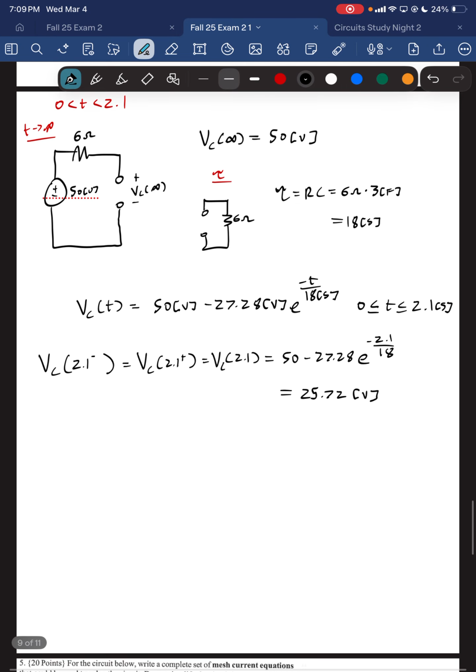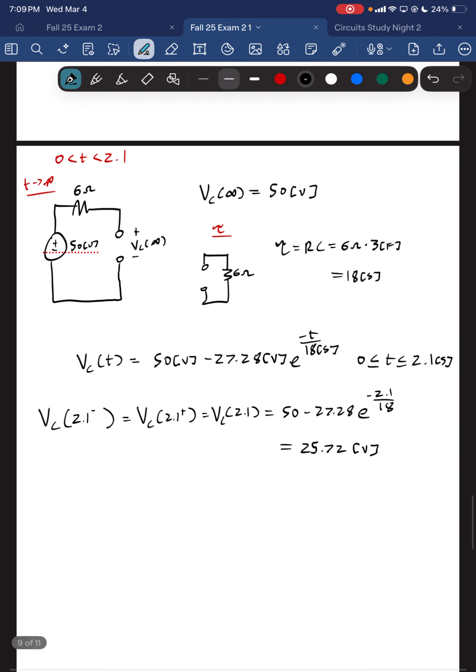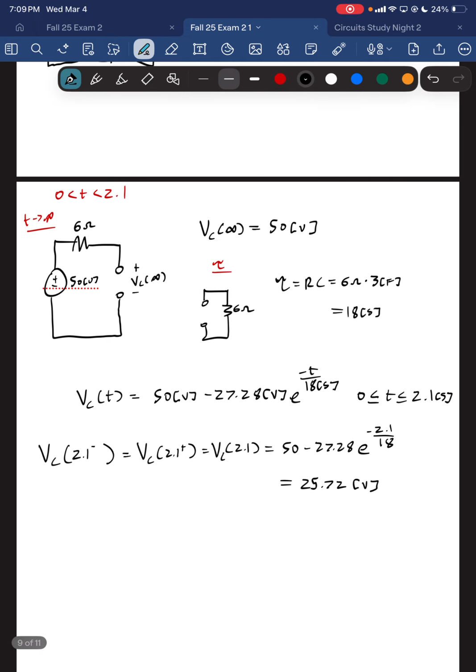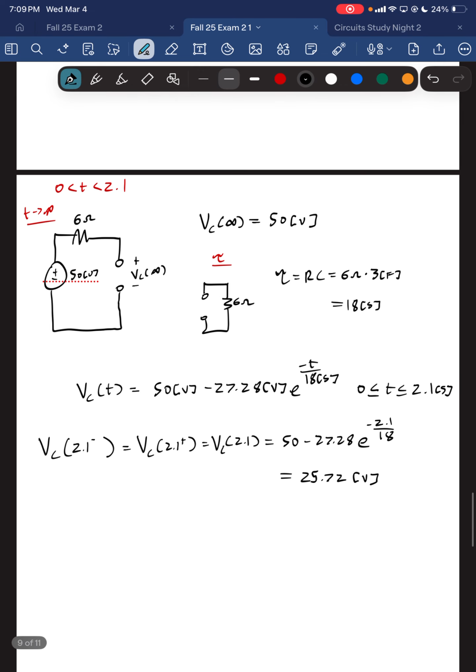So again, back to what I was saying, right? It's never going to reach 50 volts. It's only going to get to 25. We still have to find it to model the equation. We plugged in 2.1 to the equation that we just got from the previous step.